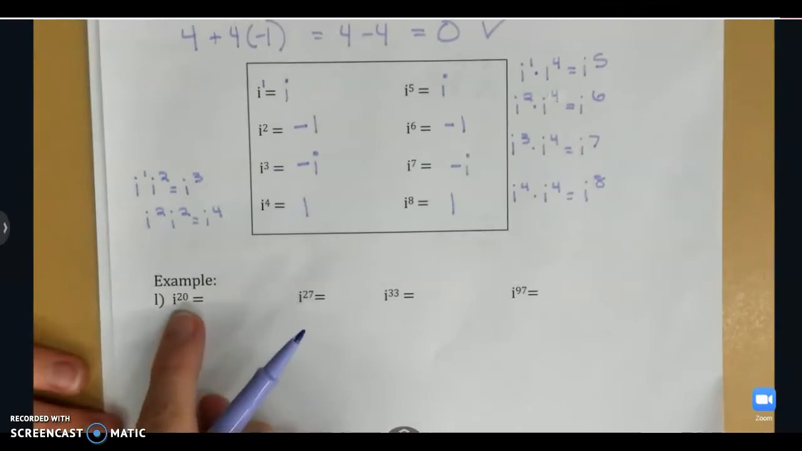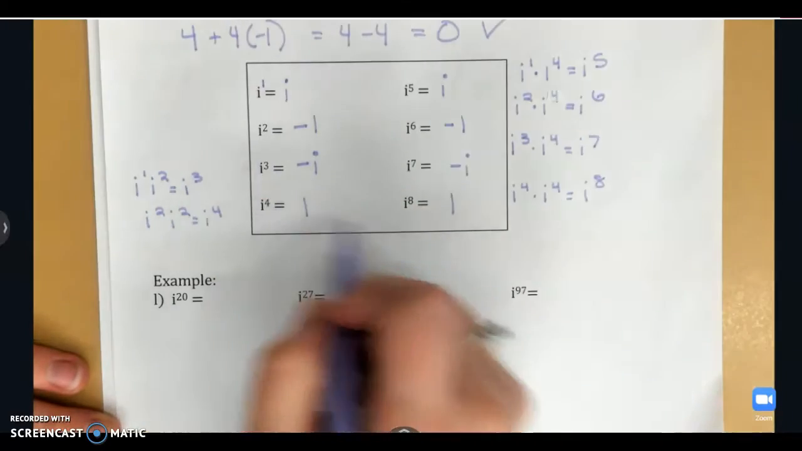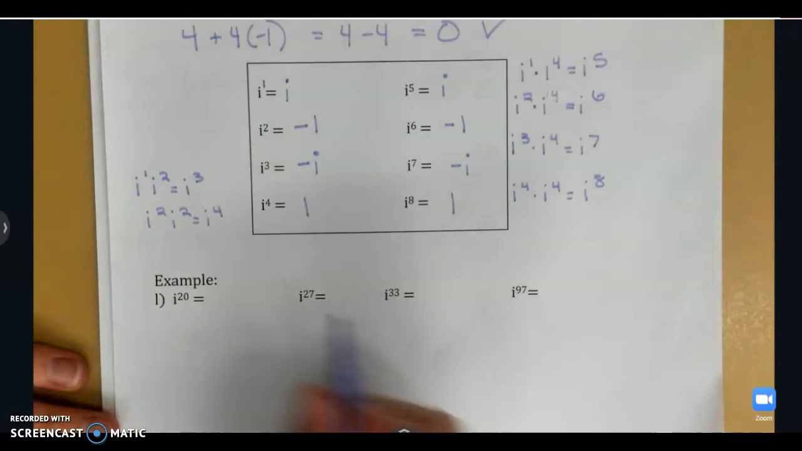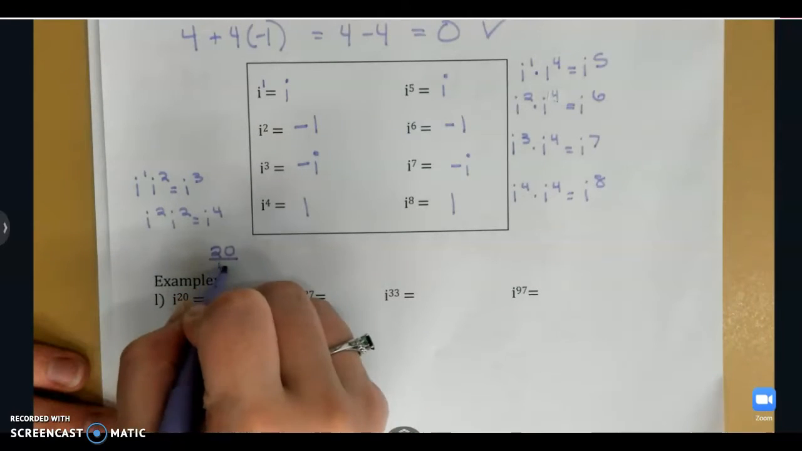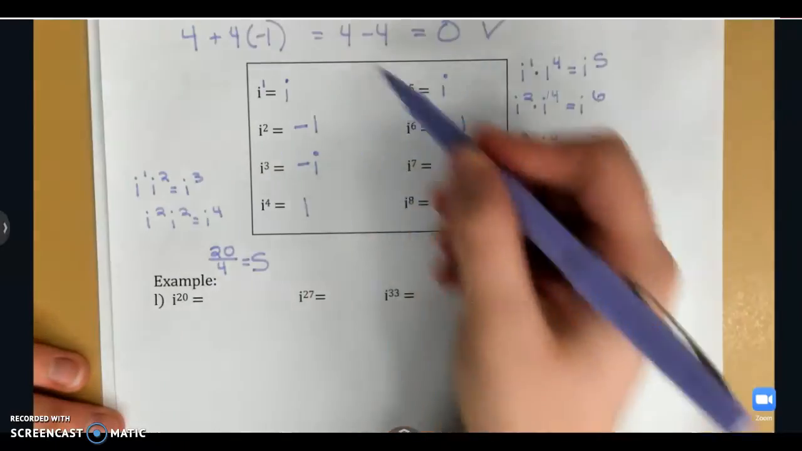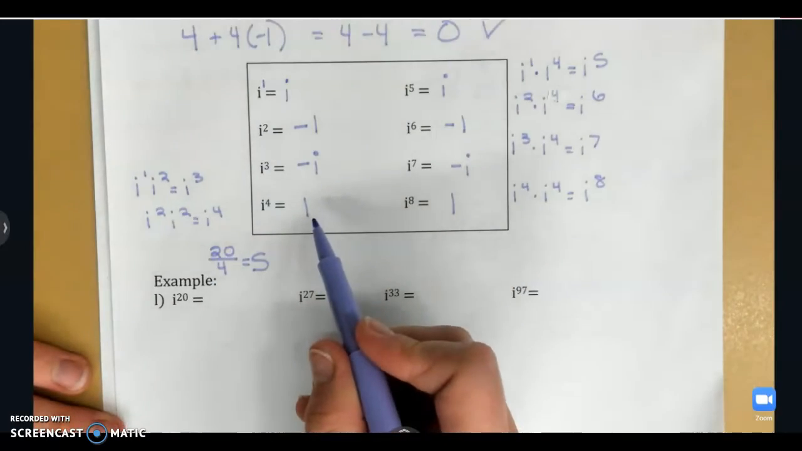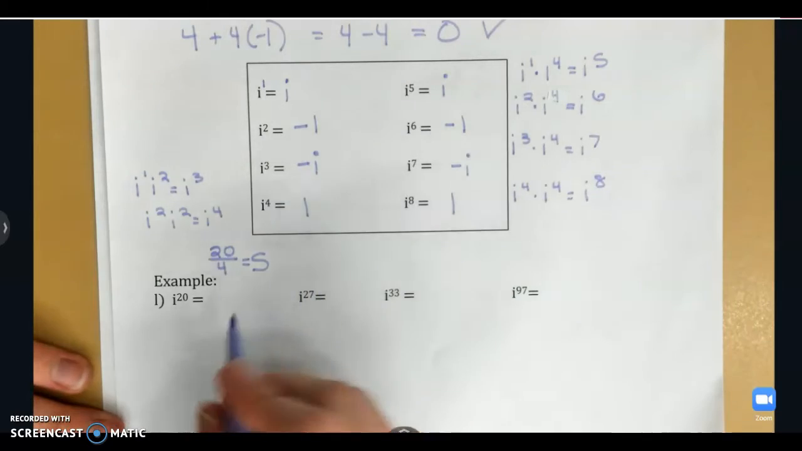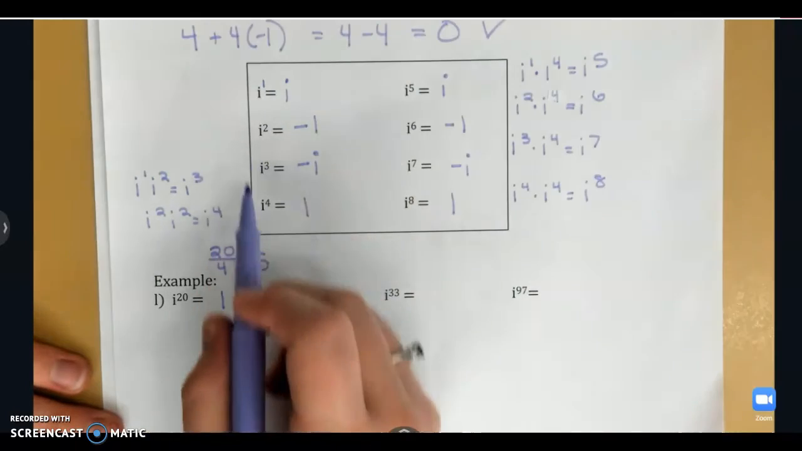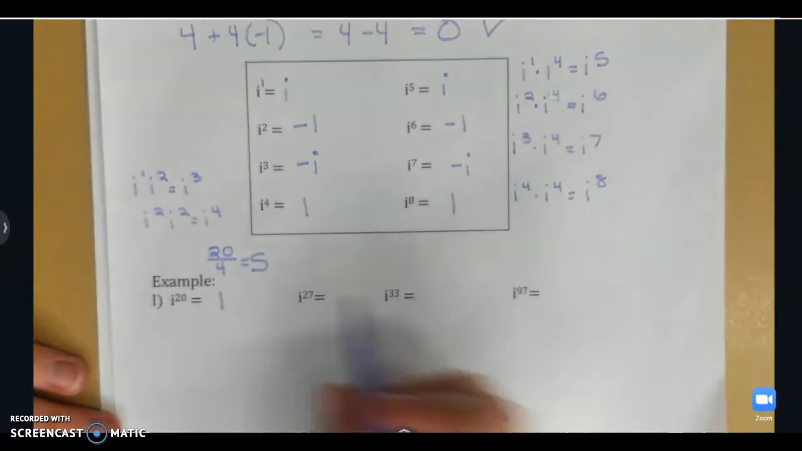So if we have i raised to an exponent, we can determine what that is by following this pattern. So let's look at our exponent here, 20. Does 20 divide by 4 evenly? And the answer is yes. So it will go through this cycle 5 times and land on the last one, where i to the power of 4 equals 1. So i to the 20th is +1.